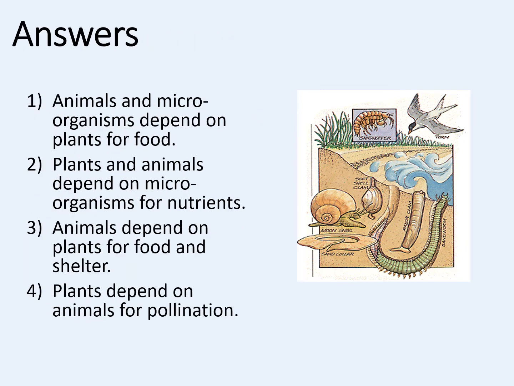The answers to the rest of the worksheet are: the animals and microorganisms depend on plants for food. Plants and animals depend on microorganisms for nutrients. Animals depend on plants for food and shelter. And plants depend on animals for pollination. So well done if you got all of them answers correct.